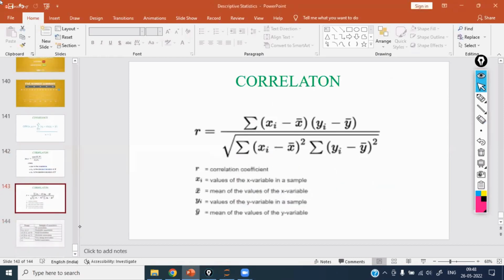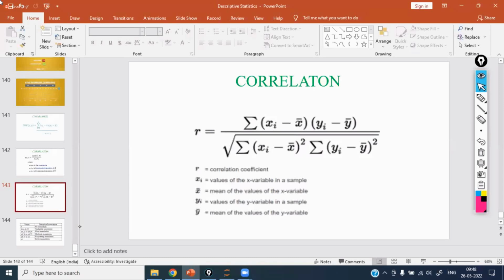I have given the formula in the next slide. You just remove n minus 1, since it is common in both cases. Square root of n minus 1 into square root of n minus 1 is nothing but n minus 1 only, right?